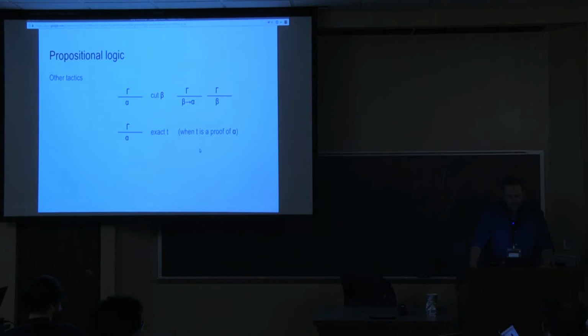And the last one is a way to say that you have the exact proof of what you're looking for. When you have T as another theorem, or it is already in the context, you say exact T, and it closes the proof. Basically you say, okay, I want to cut in the middle. I want to put a statement saying, if I have B, I can prove A, but then you have to prove B.